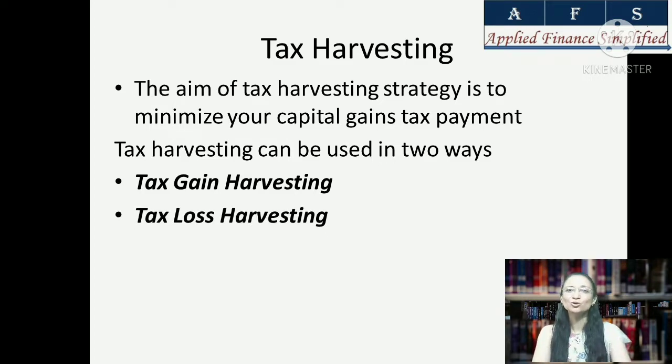So let's talk about the capital gains tax gain harvesting first. We are trying to take the benefit of the basic exemption limit of Rs 1 lakh for the long-term capital gains. So we intend to harvest the Rs 1 lakh capital gains each year. So over the long period, our capital gains tax liability is reduced. Let us understand this with an example.